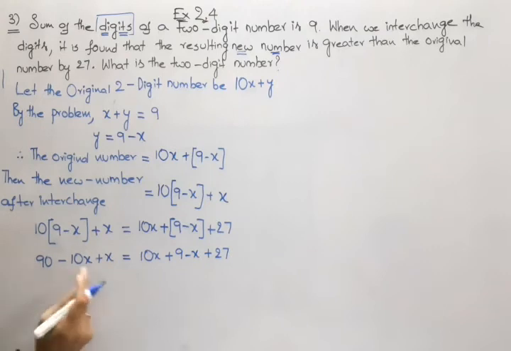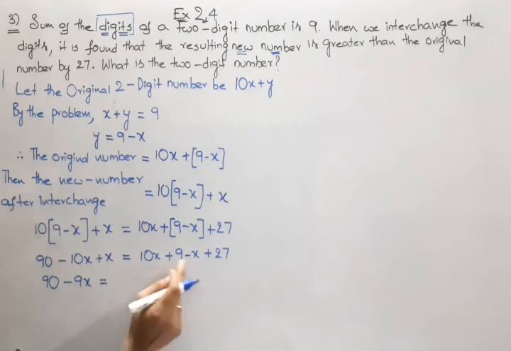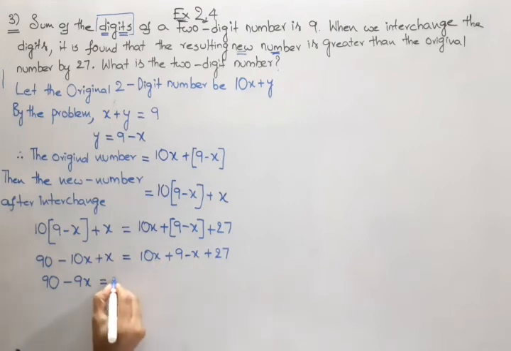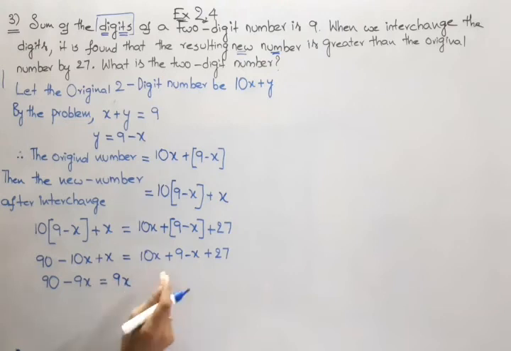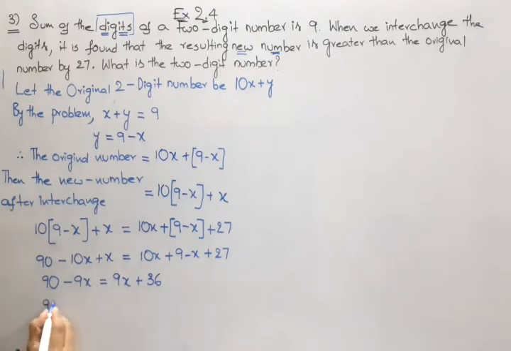Okay. So being the like terms, minus 10x plus x is minus 9x, equal to 10x minus x. Being the like terms, we can run the binary operation. 10x minus x is 9x, plus 9 plus 27 is 36. Now look, keep the 90 as it is here. Bring this plus 36 this side. It will become minus 36, equal to, we already have 9x here, minus 9x. If we transpose to the other side, it will become plus 9x.